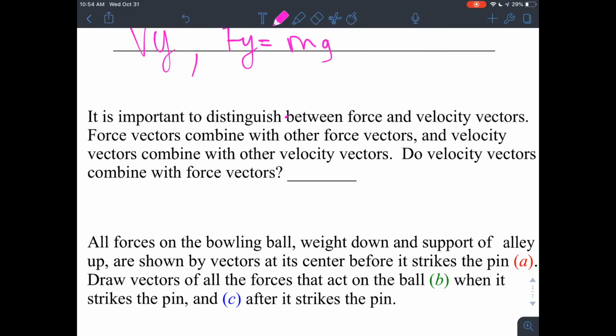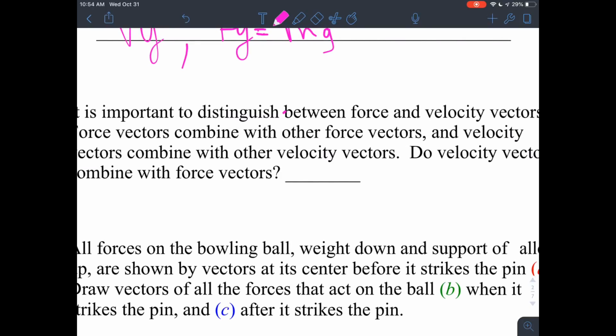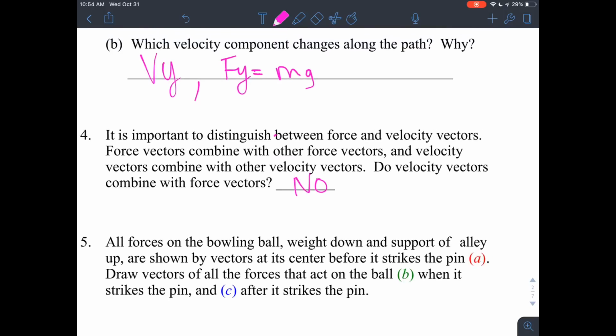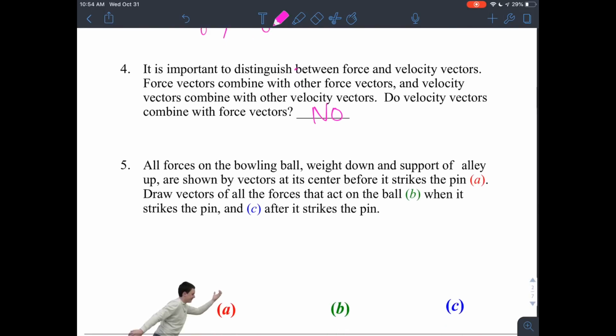So it's important to distinguish between force and velocity vectors. Force vectors combine with other force vectors. Velocity vectors combine with other velocity vectors. Do velocity vectors combine with force vectors? That is a definite no. When we're adding vectors, we can only add vectors of the same type. Velocity and velocity go together. Acceleration and acceleration go together. Force and force go together. Displacement and displacement go together. But we can never just mix and match vectors of different measurements. Keep that in mind. So now let's get to number 5 here.